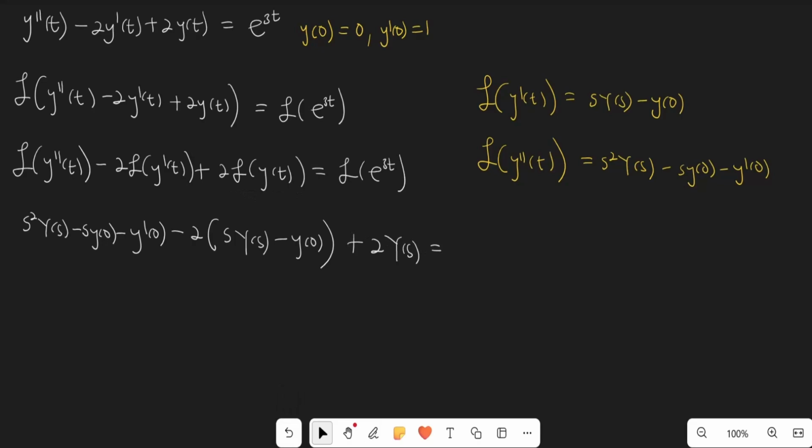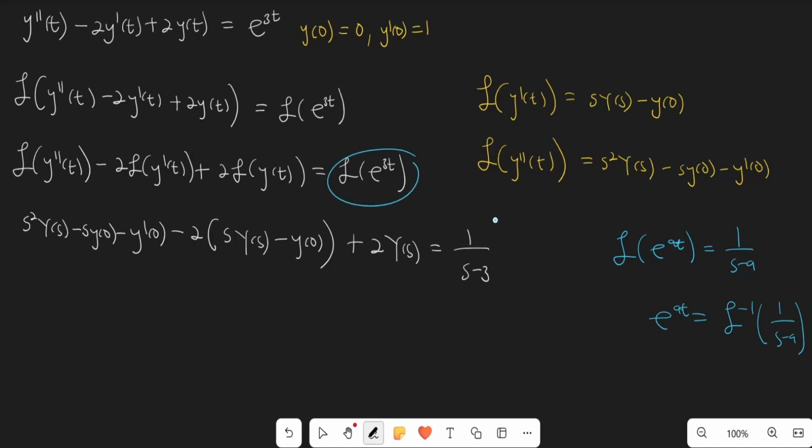And this is equal to the Laplace transform of e to the 3t, which is 1 over s minus 3, right? If we recall, the Laplace transform of e to the at is equal to 1 over s minus a, with s strictly greater than a, implying that the inverse Laplace transform of 1 over s minus a is going to return the exponential function e to the at. That is what we are applying here, and we get 1 over s minus 3.